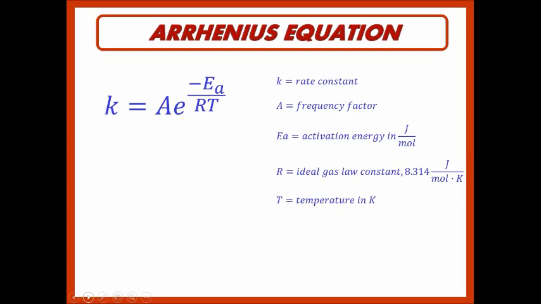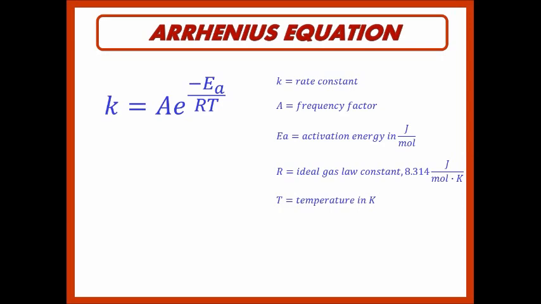So if we take a look at the Arrhenius equation, we can see that k is equal to A, which is the frequency factor, times e to the negative Ea, which is activation energy, over R, the ideal gas law constant, times temperature. So as I stated, we can rearrange this equation into a form that's analogous to y equals mx plus b.